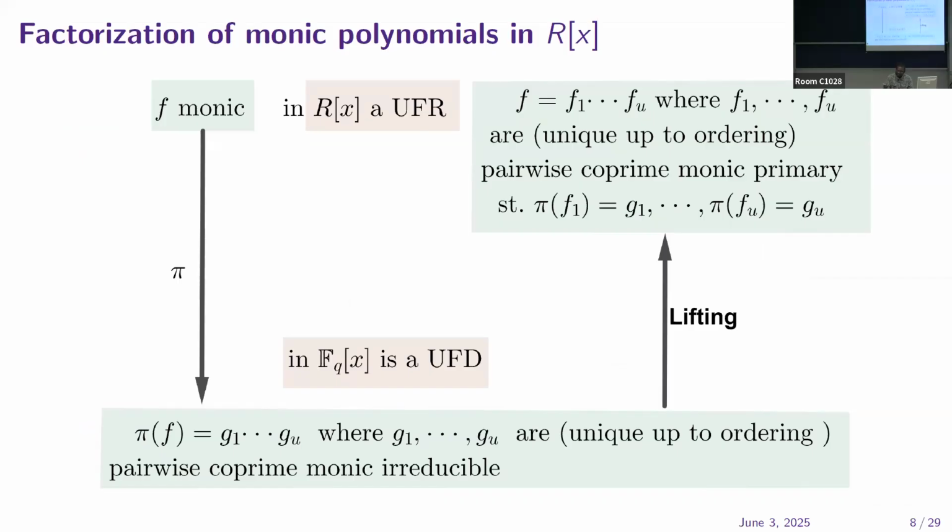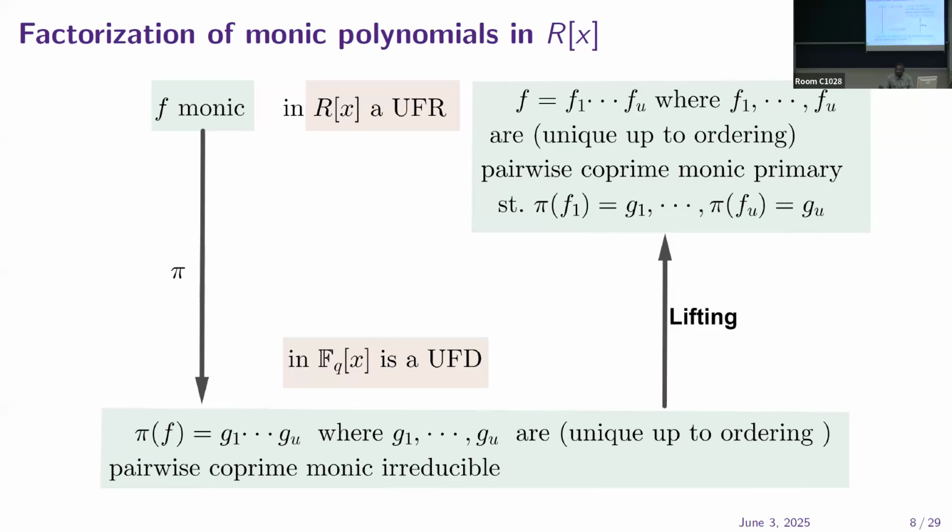You explain this by the picture. F is a monic polynomial over R. R[x] is a unique factorization ring. We use the canonical map P, we obtain F, we obtain PF. PF is an element over FQ. FQ[x] is a unique factorization domain, so that PF can be factorized into powers of irreducible polynomials over FQ. The fi are pairwise coprime monic irreducible polynomials over FQ. This factorization is unique up to ordering.